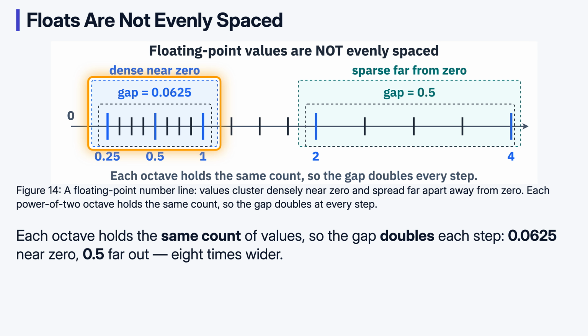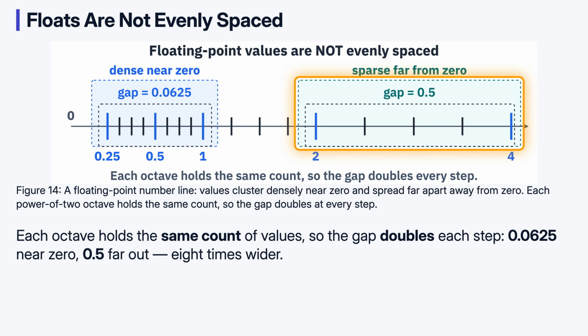This is the defining picture of floating point. The representable values are not evenly spaced. Near zero, they cluster densely. Far from zero, they spread far apart. The reason is the exponent.